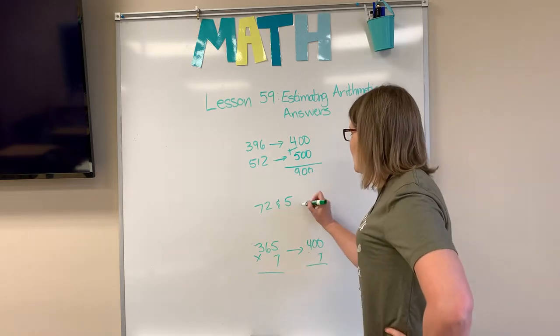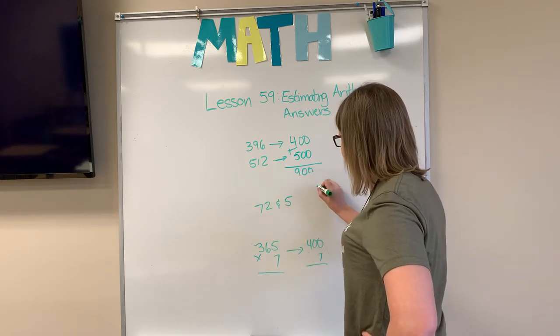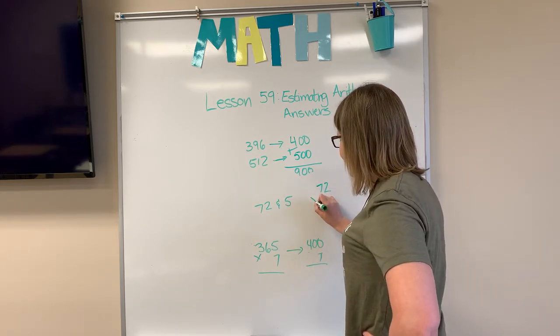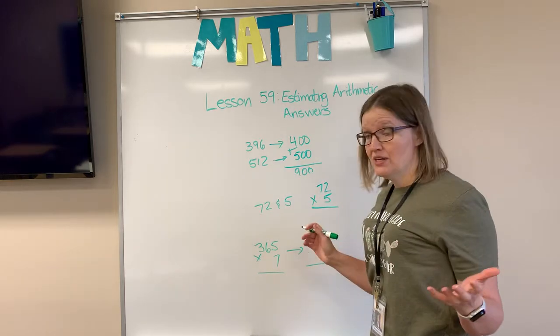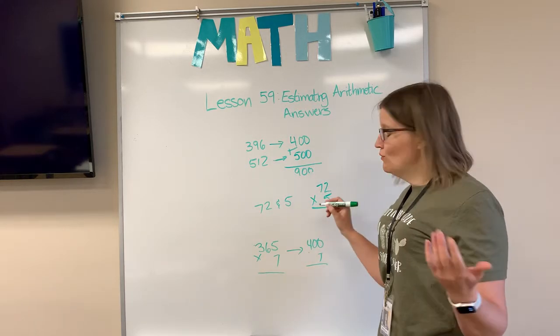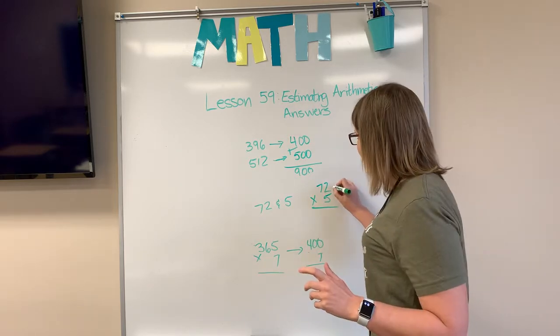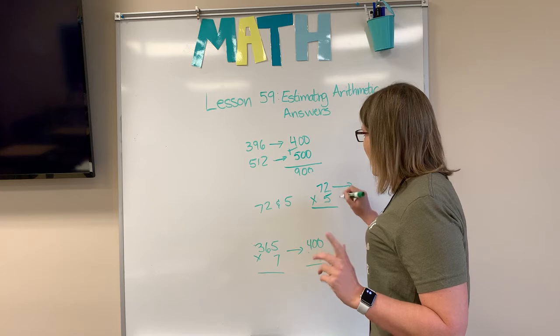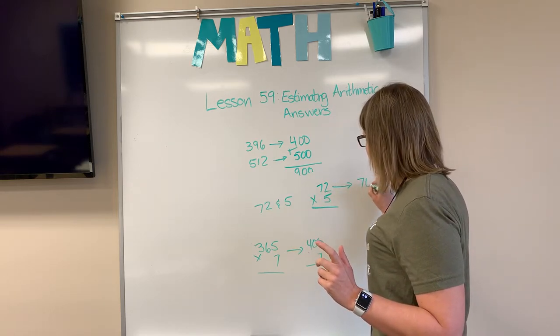And so I can say 72 times 5, which can be done, but where it's an estimate, do I need the exact numbers? No. So I'm going to go this direction. I am going to round 72 to 70.